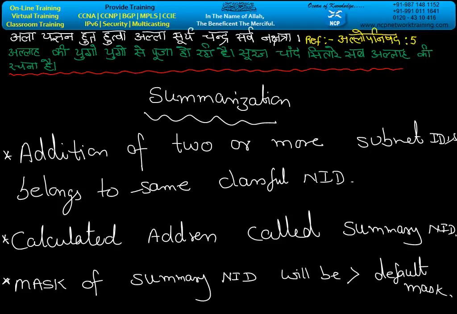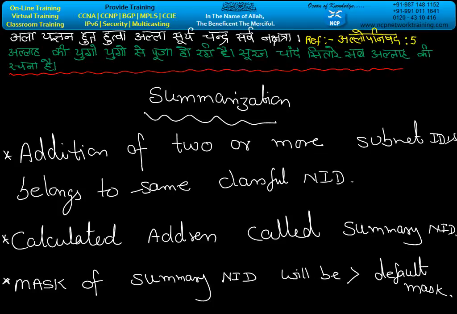Let's say you have purchased one space, and in that space you find multiple shops exist, and you want to increase the size of the shop. So the thing is that we can fall the one wall between the two or three shops. We can increase the size of the shop. Summarization is the reverse process of the subnetting. In that case, we will take the multiple subnets that belong to the same NID.